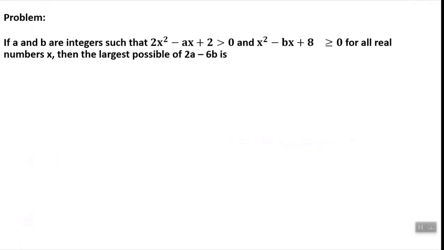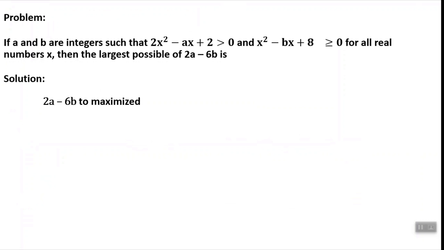Another question from slot 2 based on quadratic equations was this one, in my opinion. A and B are integers and two quadratic inequalities are given. First one involves A and the second one involves B. And then they are asking us what is the largest possible value of 2A minus 6B. Again, there are no options, so it's a TITA question. Again, making it slightly more difficult.